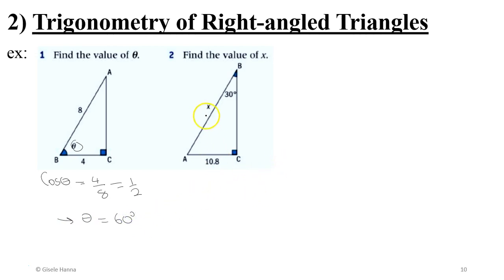Now in this example too, I'm looking to find x, the hypotenuse. Over here, I'm given the angle 30, and I aim to determine the hypotenuse, and I'm given the opposite side. So opposite over hypotenuse, that would in fact be sine. So sine of 30 is 10.8 over x, and sine of 30 is in fact half. So then x would be 2 times 10.8, which is 21.6.